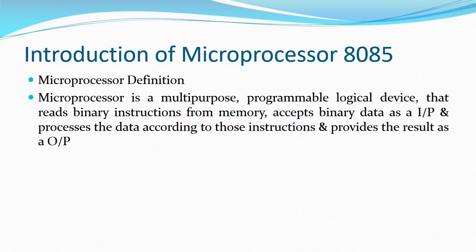Microprocessor definition. A microprocessor is a multipurpose programmable logic device that reads binary instructions from memory. It also accepts binary data. It processes this data according to the instruction and gives the output result. So we can say that it is a processing machine that processes the input data according to the program and gives the output.